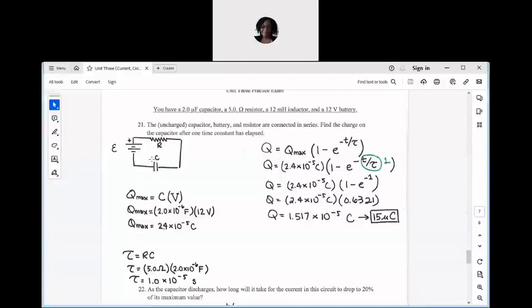So I know that eventually this capacitor is going to match the potential difference of my battery. So eventually it's going to get to 12 volts. I can use the capacitance value, which is given, that's 2.0 microfarad, and I can figure out how much charge is on the capacitor. So I have 2.4 times 10 to the negative 5 coulombs of charge. That's going to be the maximum. So the time constant for an RC circuit, tau, is just the resistance times the capacitance.